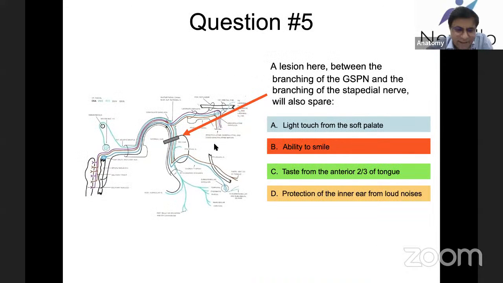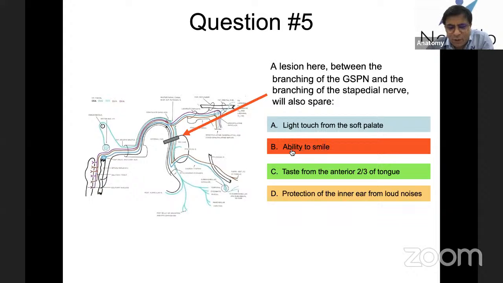Question number 5, again the site of lesion is the same. The lesion here between the branching of the greater superficial petrosal nerve and the branching of the stapedial nerve will also spare, here between the nerve to stapedius and the greater superficial petrosal nerve, what? Light touch from the soft palate, yes, it will be spared because it is being brought in through the greater superficial petrosal nerve.